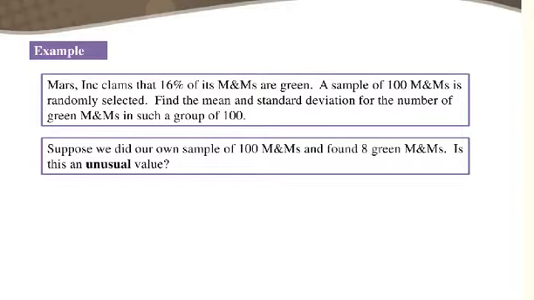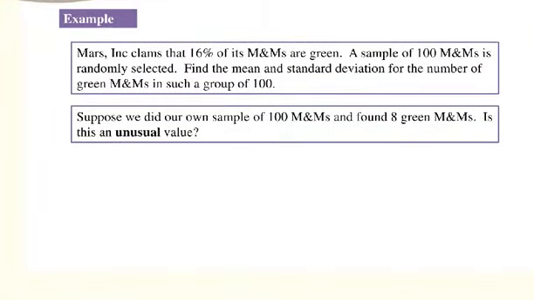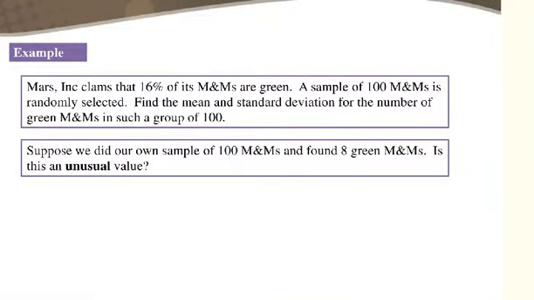Each trial can have one of two outcomes. Either we get a green M&M or we do not. And 4, the probability of a success is the same in each trial. We're going to use the probability of a success being 0.16 or 16%.